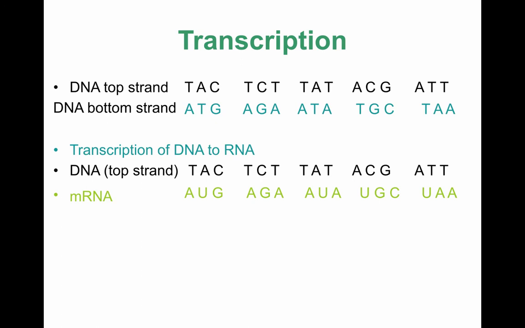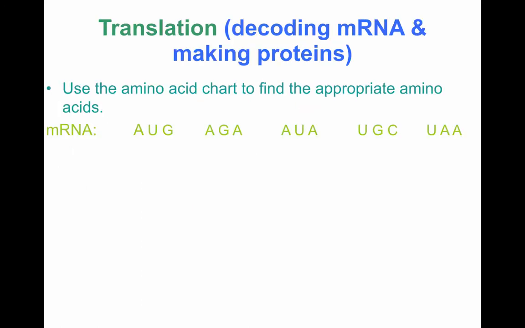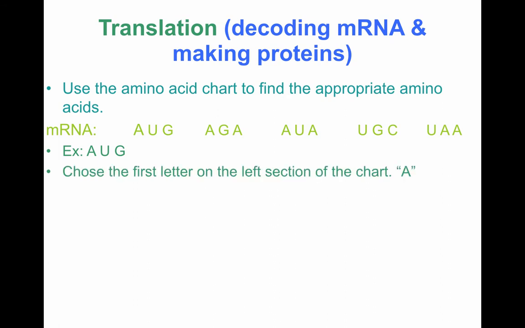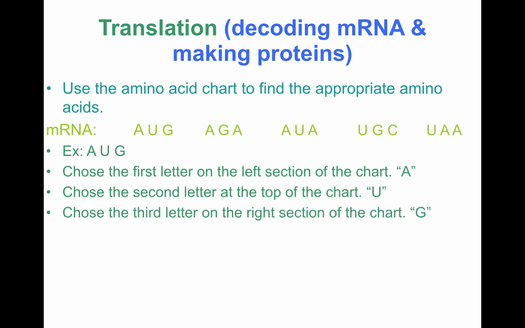Now that we've transcribed DNA into mRNA, let's translate it so we can make a protein. In order to do that, you need your amino acid chart. We need to use the amino acid chart to figure out the amino acid for each of these codons on the mRNA. The first codon that we'll look at is AUG. When we look at the amino acid chart, we need to find the first letter on the left side of the chart. The second letter will be shown at the top of the chart, and the third letter will be shown at the right section of the chart.